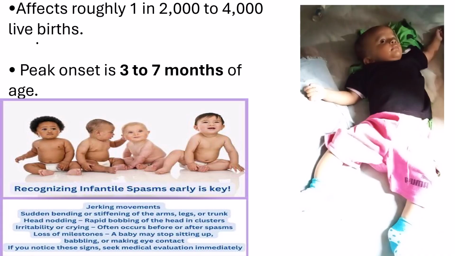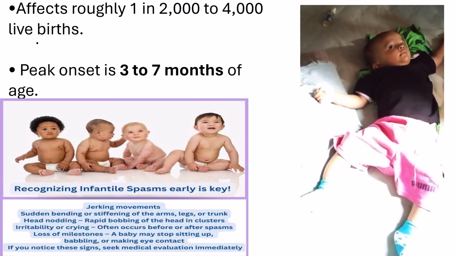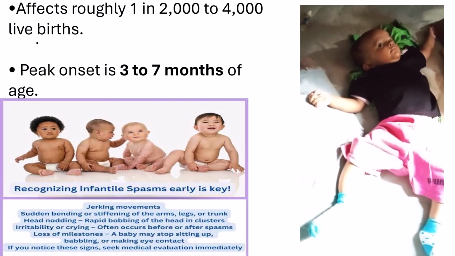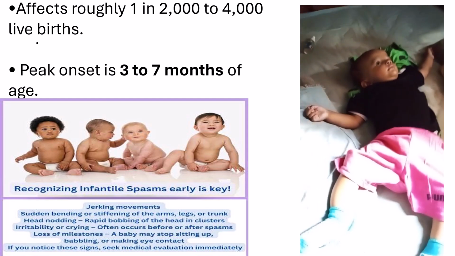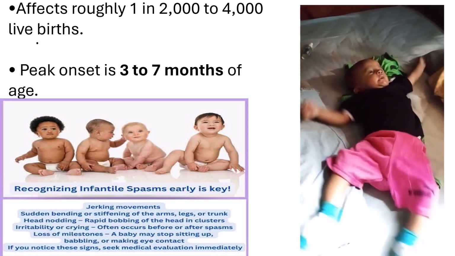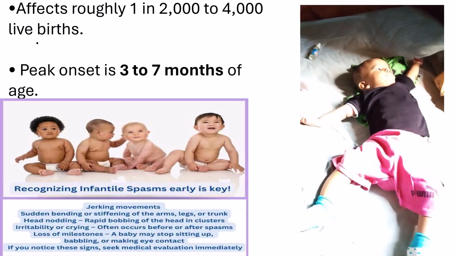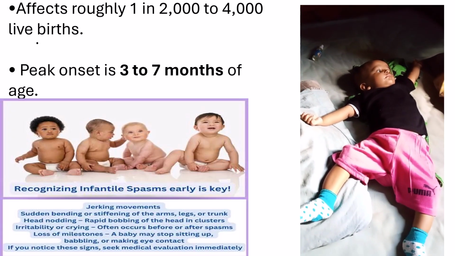Infantile spasm affects roughly 1 in 2,000 to 4,000 live births. The peak onset is 3 to 7 months of age. Infantile spasms and West syndrome are frequently used interchangeably. However, strictly speaking, infantile spasms refer to the specific type of seizure, a brief, sudden, jerking muscle contraction, while West syndrome refers to the overall medical syndrome defined by a specific triad of symptoms.